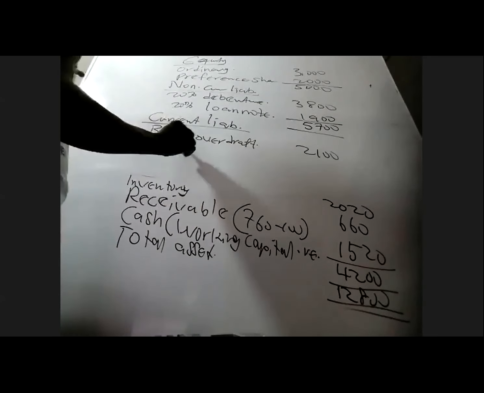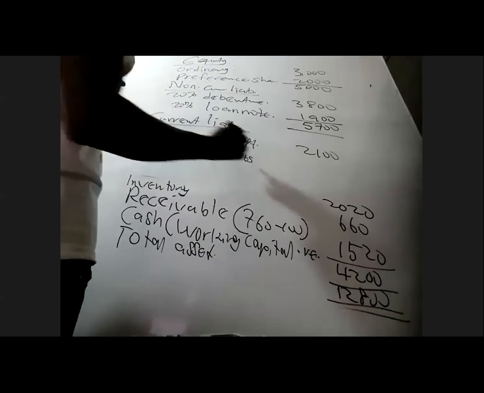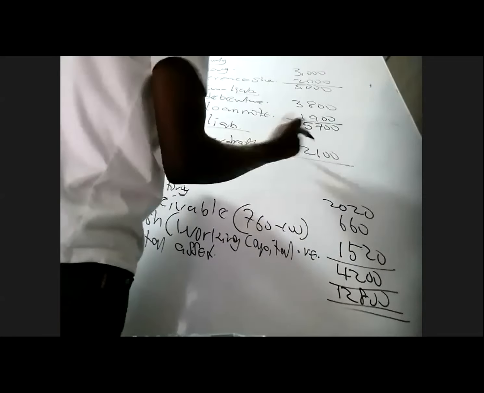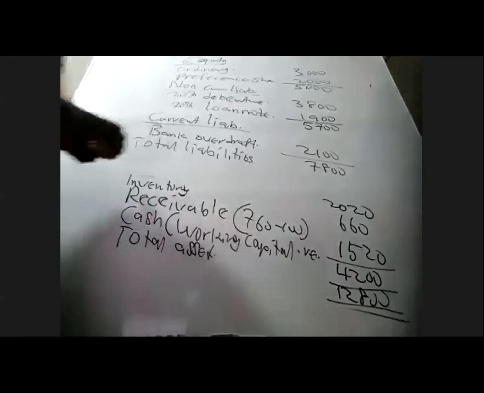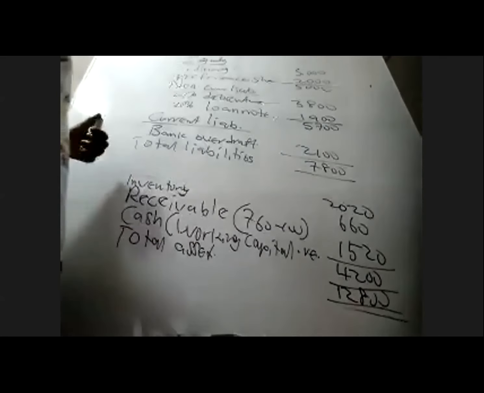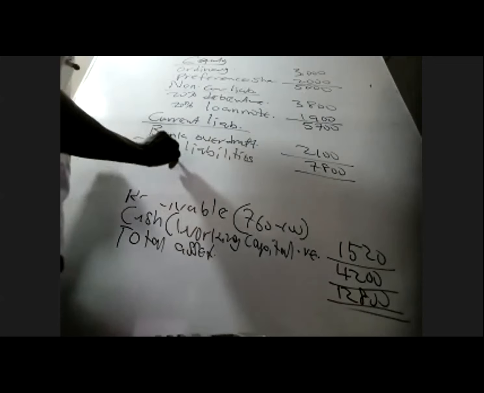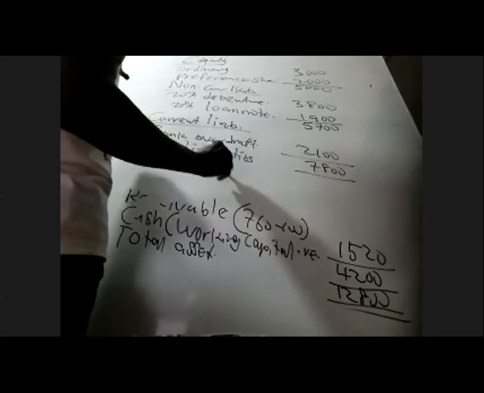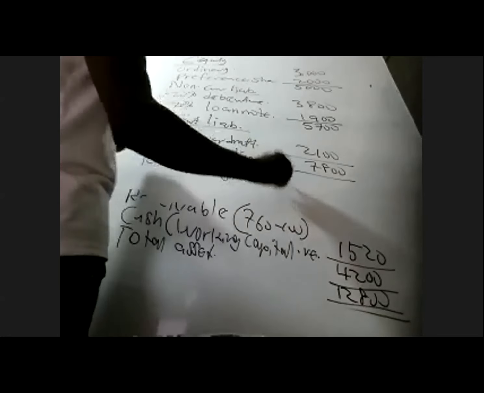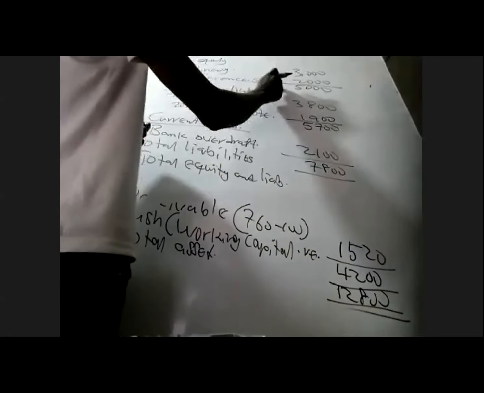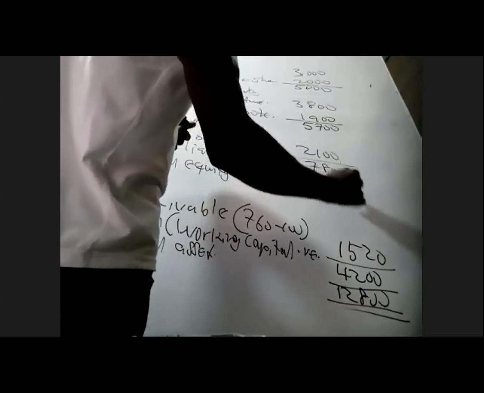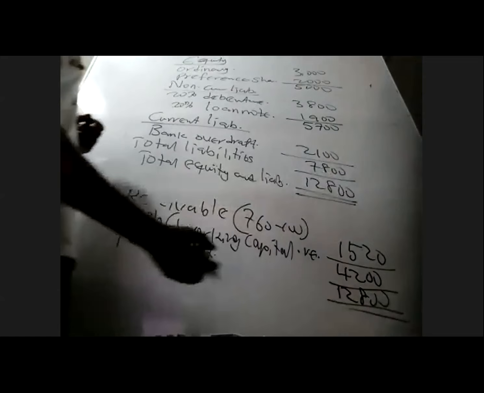So what's the total liabilities? Total liabilities will be the addition of these two, right? This and this now give us 7,800. So finally, what will be the equity and liabilities? Equity and liabilities. Good. So the total equity and liabilities will be what? This plus the 5,000, making 12,800, which has balanced nicely with the total assets of 12,800.